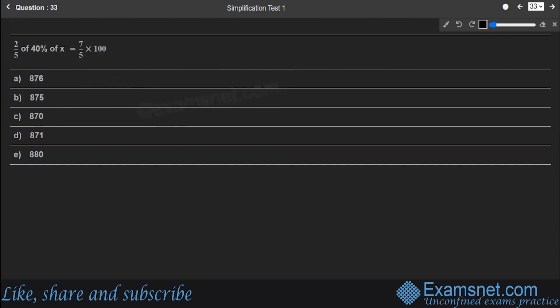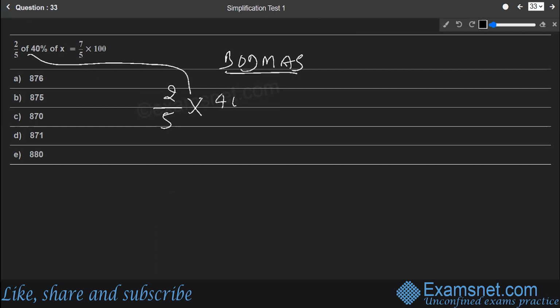Now, 2 by 5 of 40% of x equal to 7 by 5 of 100. So, 'of' means multiply. The rule of BODMAS always prevails. 2 by 5 of, in place of 'of' we can write multiply, 40%. So we can write 40 by 100 of x. So we can write for 'of' multiply, x into x is going to be equal to 7 by 5 into 100.